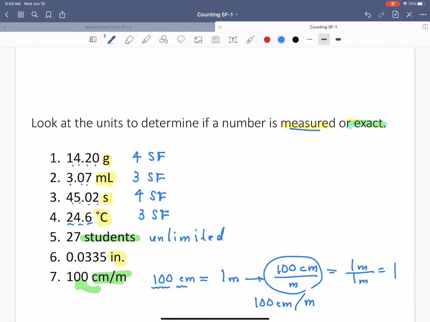Here we have a measured number, and we have to decide. We know this is the estimated digit, and that was a measured and measured. Was that measured?